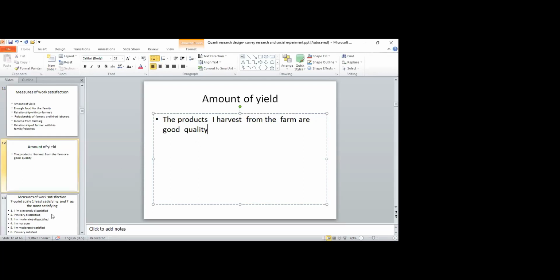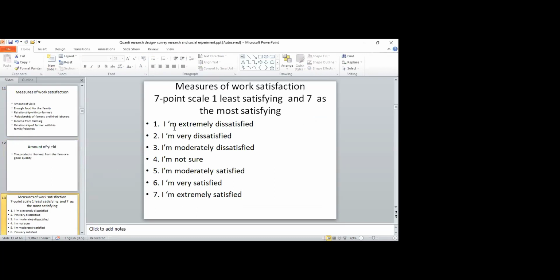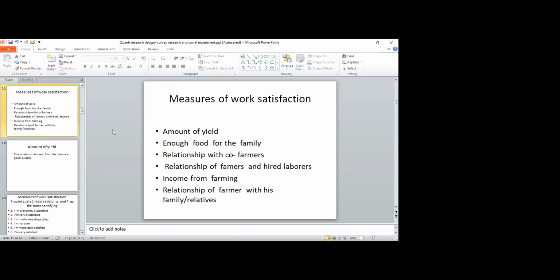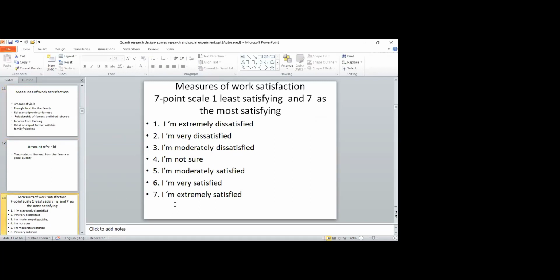Then he's going to answer this: I am extremely dissatisfied. They are not of good quality. So in other words, he doesn't agree with that statement. So you come up with a statement for each one of these, and then ask them in a 7-point scale if they are satisfied or not. That is the data that you're going to get.